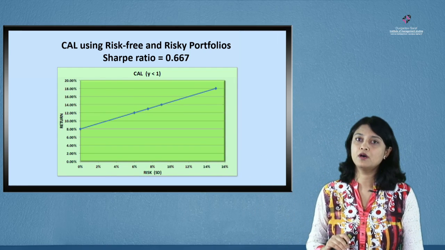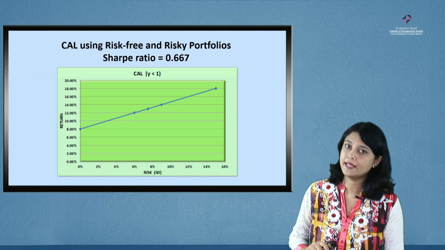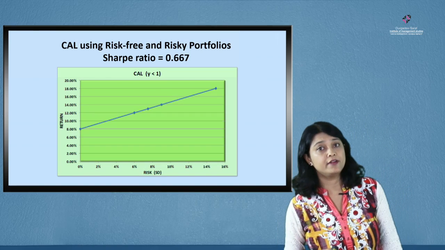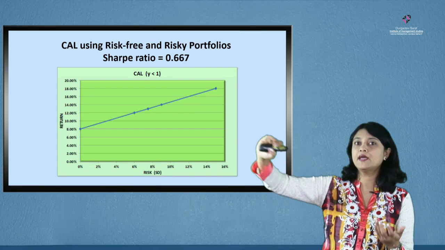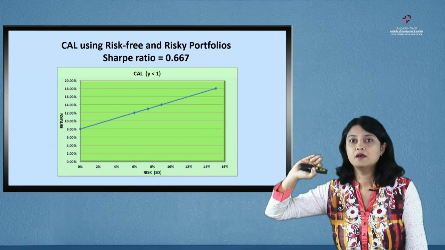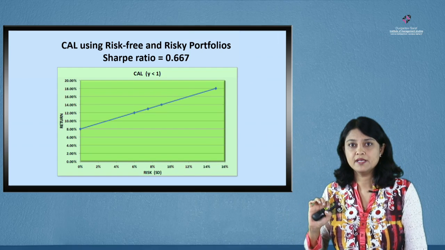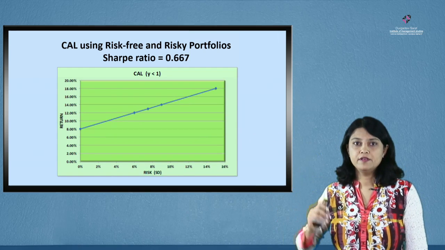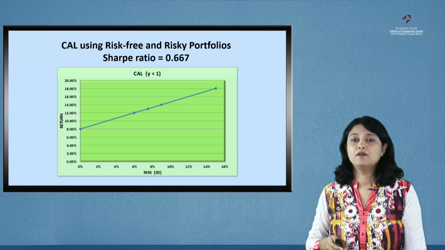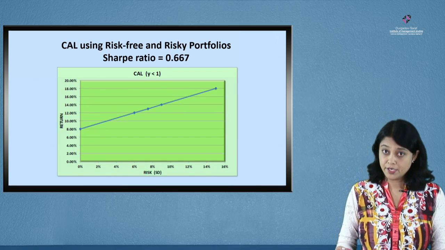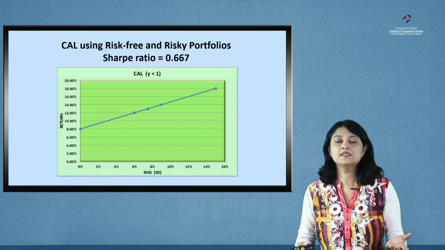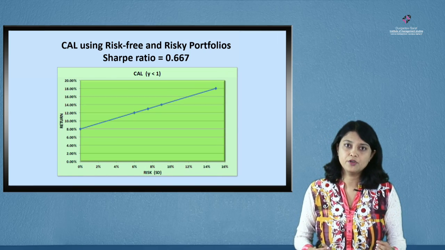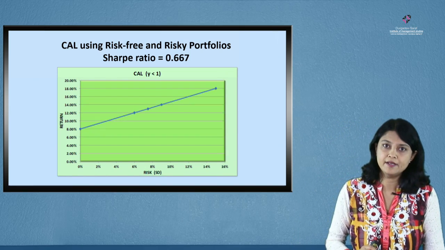If I could borrow at 8%, and then invest 120% of my money into the risky portfolio, then along the same line I would have continued my journey, and I would have yielded my return. But what practically happens is, can you borrow at the same rate at which the government is borrowing? What is your risk-free rate? Your risk-free rate is the treasury bill rate.